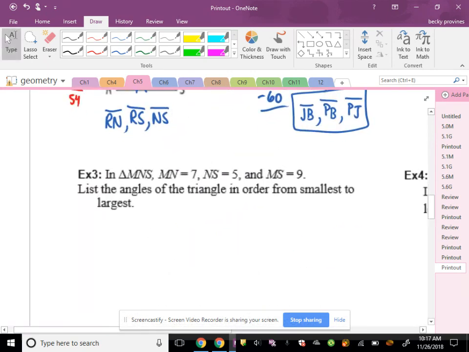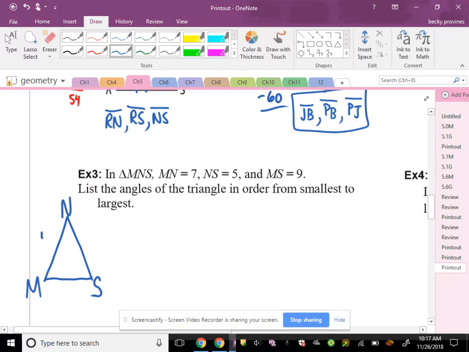Example 3. You have a triangle with the following side lengths. List the angles of the triangle in order from smallest to greatest. Okay, so this is where the little hint of what's the other letter comes in handy. Some people just really like to draw it out. And your picture doesn't have to be to scale because we're going to just use the numbers. When you draw your picture, you can label it any way you like and just find where your MN is and label it 7. NS is 5. MS is 9. Obviously, not to scale.